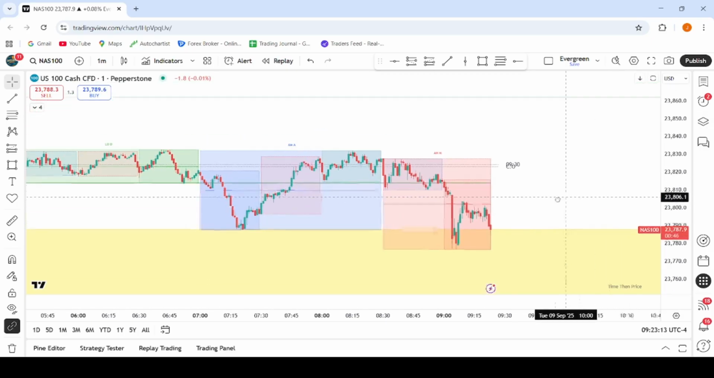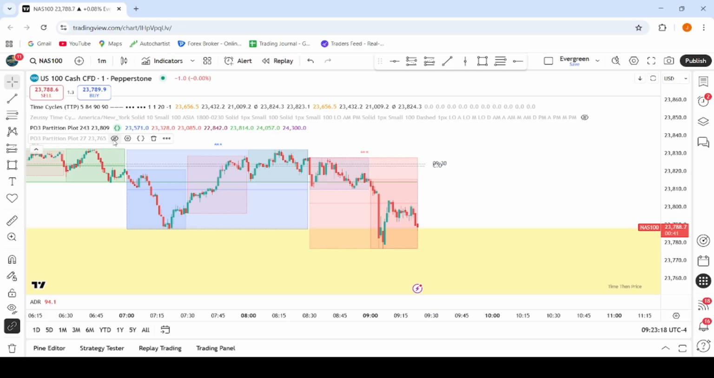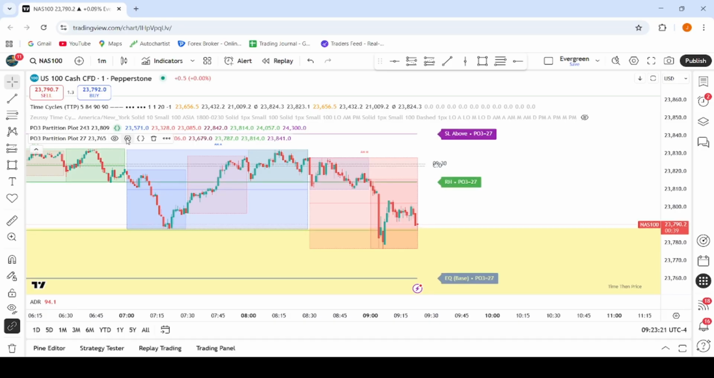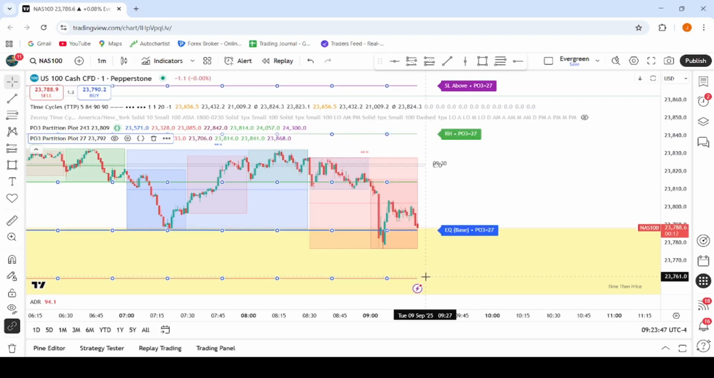now because I'm on the 1 minute, I'm actually going to do it again, but this time I am going to use a 27 pip dealing range. You should use the current price. I'd like to try and use the 9:30 open, but as I'm here already at 9:23, I'm going to use 23,792 for the dealing range. 23,792, and there we have it.